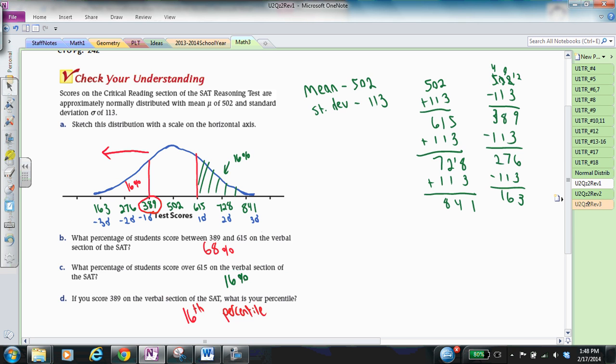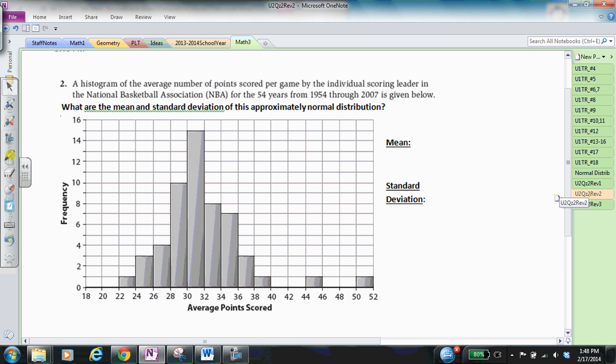Cool. Now, Unit 2, Question 2, this is a good one. Again, it says that a histogram of the average number of points scored per game by the individual scoring leader in the National Basketball Association, the NBA, as it's commonly known, for 54 years from 1954 to 2007 is given below. The question is, what are the mean and standard deviation of this approximately normal distribution?